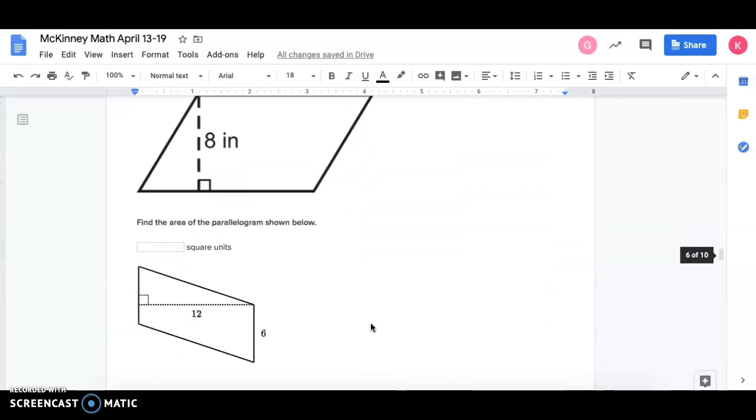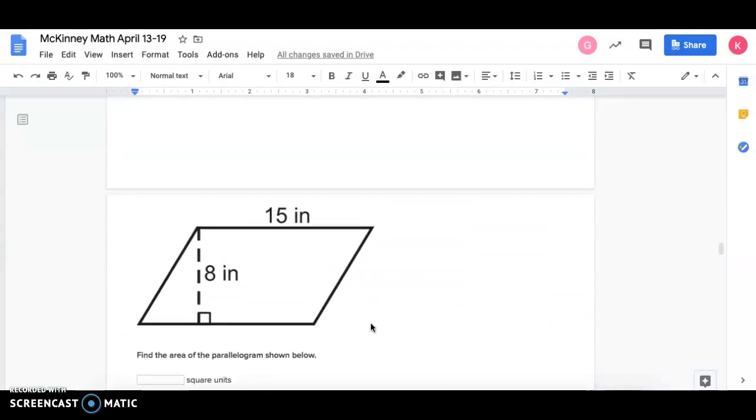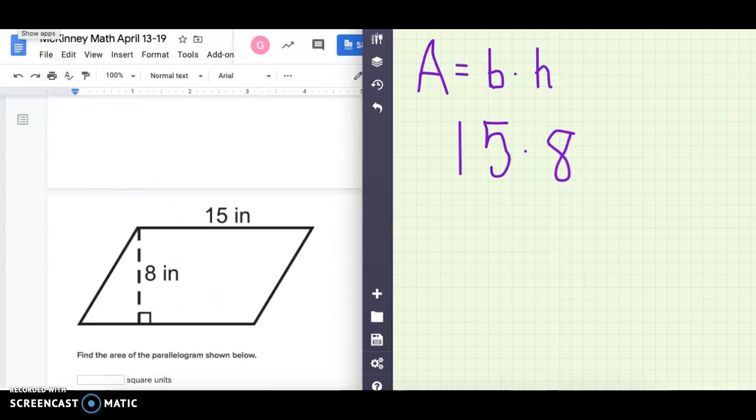So I'm going to just skip down here. And we have a parallelogram. A parallelogram has four sides. The top and the bottom are parallel, and then the right side and the left side are parallel. To find the area of a parallelogram, its area is base times height. And because the top and the bottom are the same length, the base of this is 15 and the height is 8. So the area of a parallelogram is base times height.